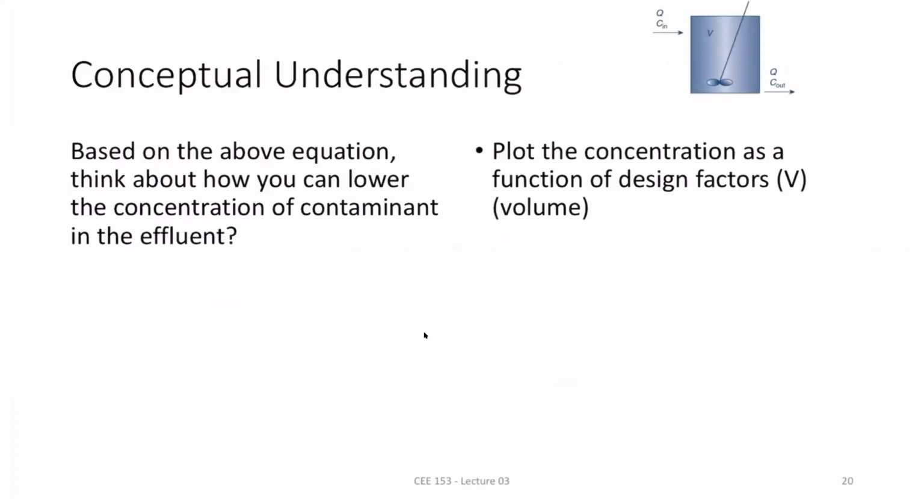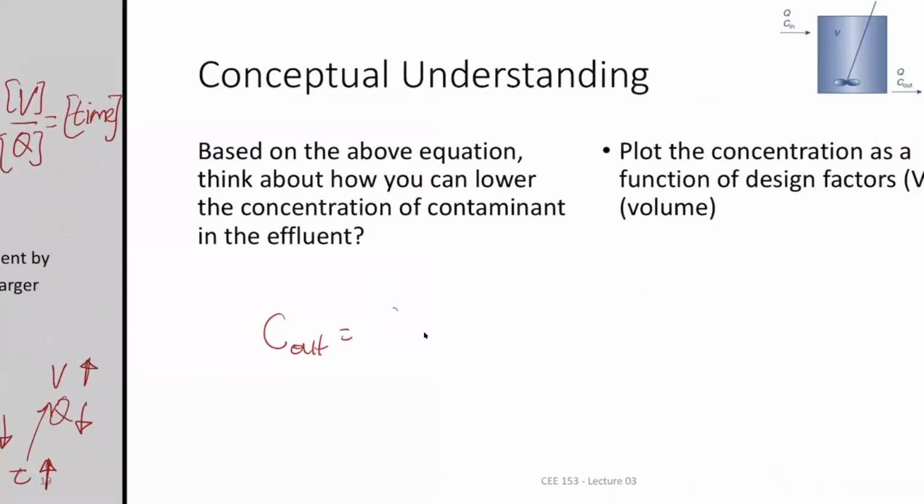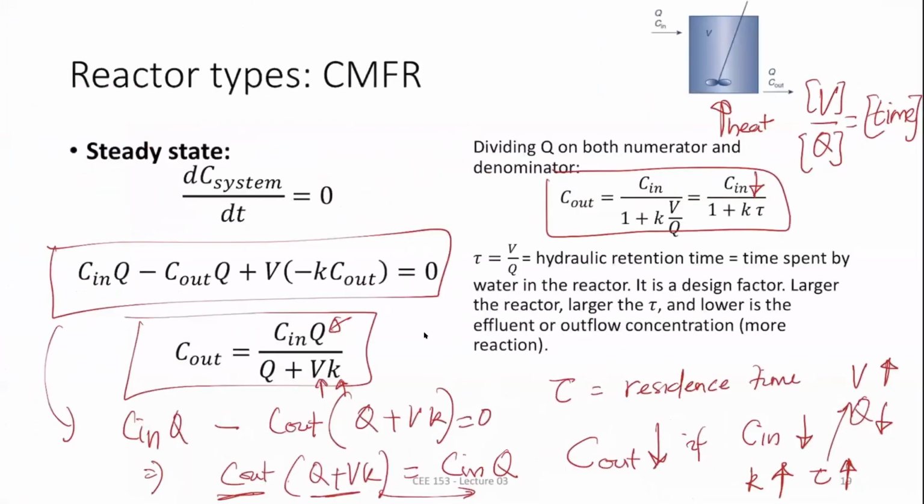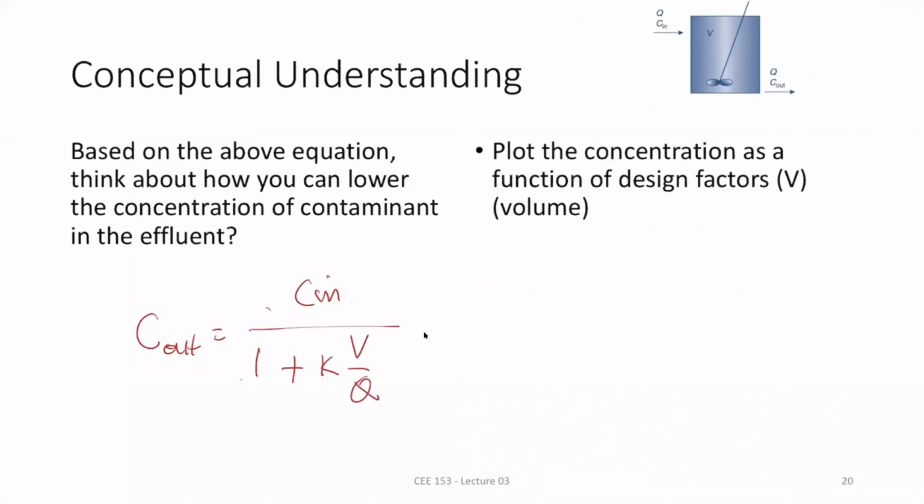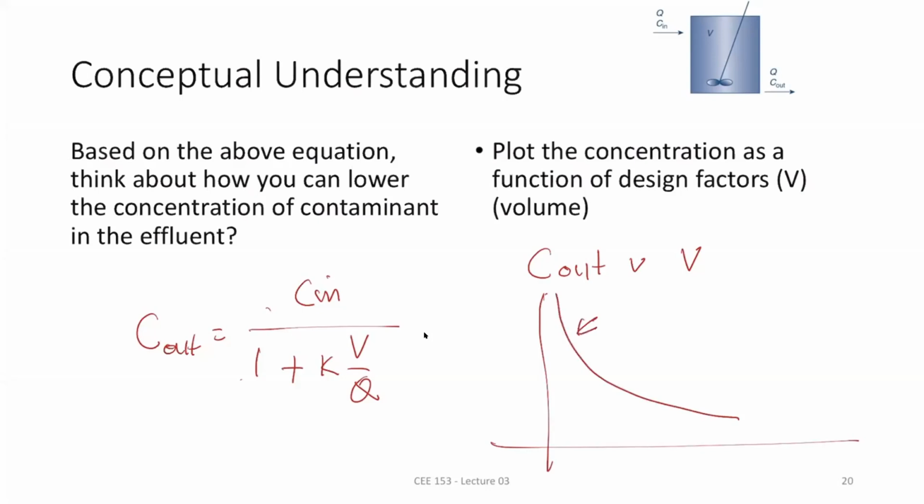This is something I already explained, so we don't need to explain it again. All I'm saying is how the concentration out depends on all the different terms: C in over 1 plus K V by Q. Let's plot the concentration as a function of reactor volume. C out versus volume, how would that equation look? As you increase the volume, the concentration out will decrease, something like a 1 over V scale. If you plot it, you'll see that's how it looks. It means that if you increase the volume more and more, you are treating a lot more pollutant. That's all it means.